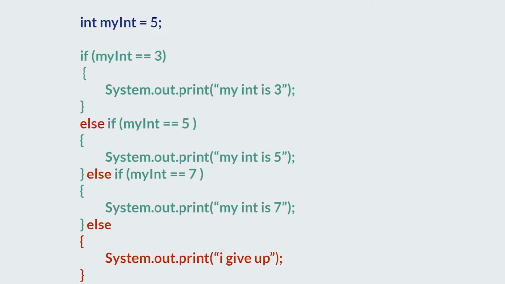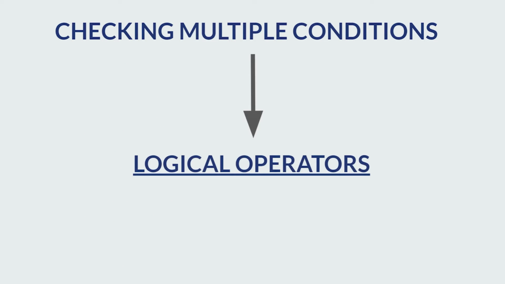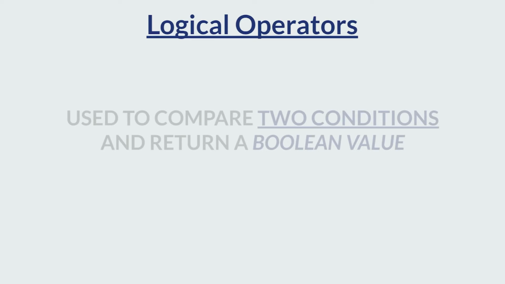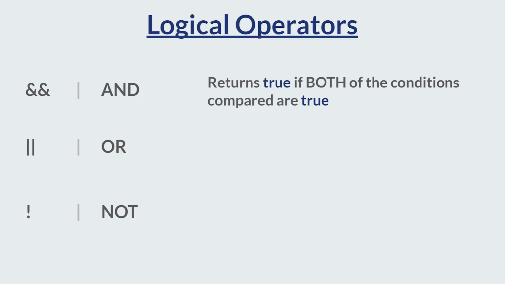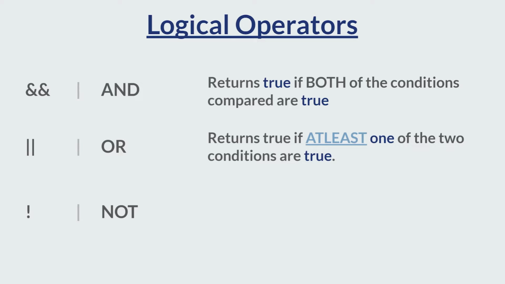As you can see here, we can chain if statements and else if statements multiple times, which can be incredibly useful. However, they can also get kind of tedious. In order to make if statements with multiple conditions, we'll have to use logical operators. Logical operators are used to compare two conditions and return one single Boolean value. The different logical operators include AND, OR, and NOT. AND returns true if both of the conditions compared are true. OR returns true if at least one of the two conditions is true. NOT is the one logical operator that only takes one condition. NOT returns true if that one condition is false.